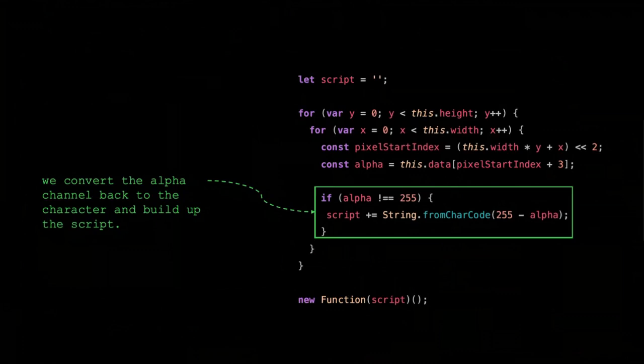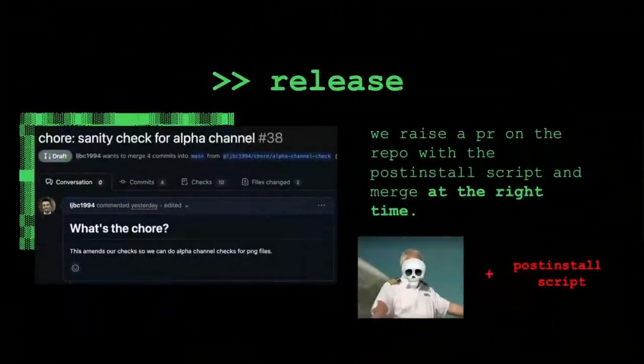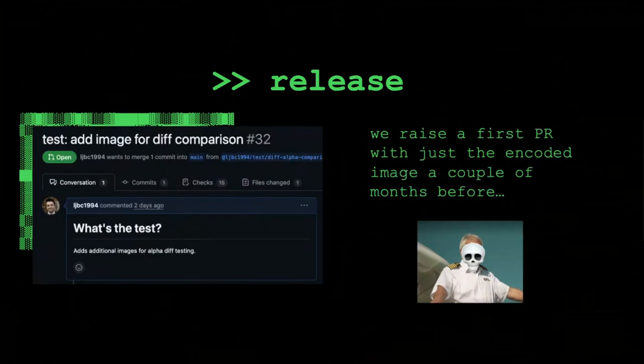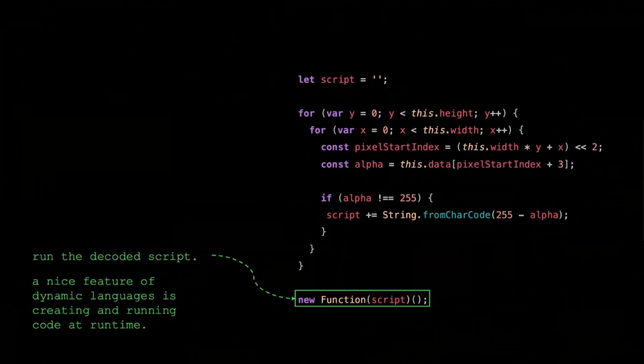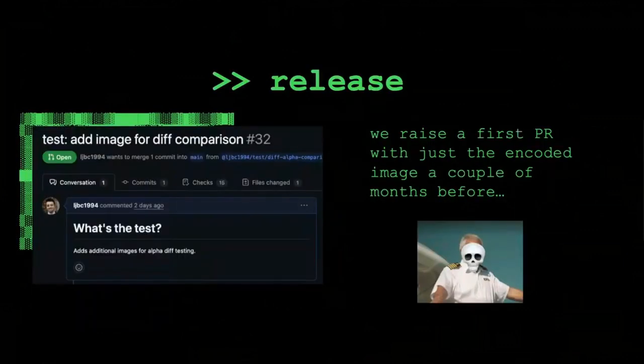And then finally, because we're using JavaScript, a nice feature of dynamic languages is that we can just run arbitrary code at runtime. So we can use either new Function or eval, which is the more common one. And this just allows us to execute that script on the developer's machine.